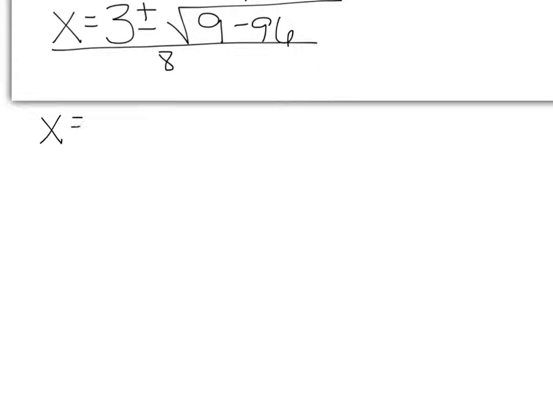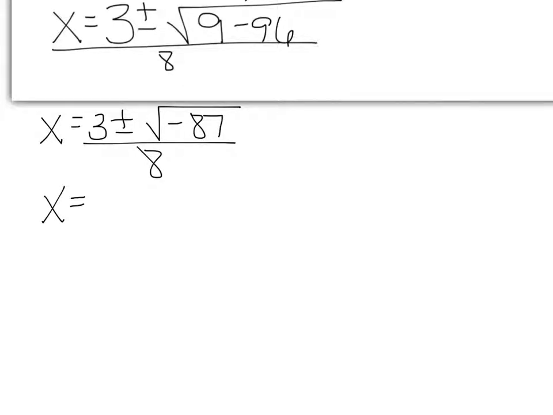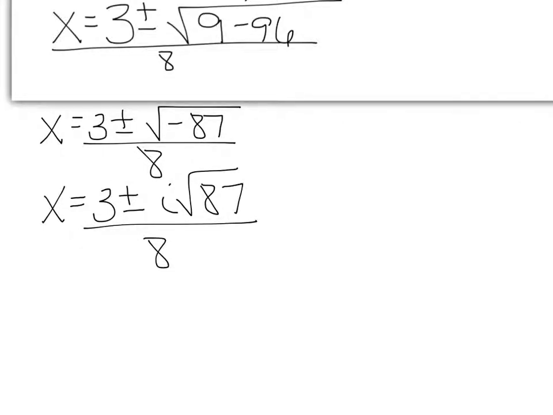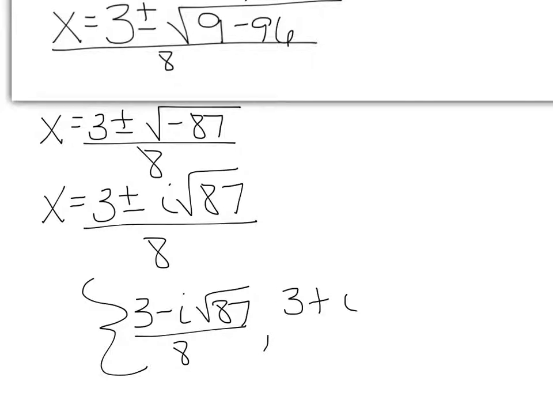All right. X is equal to 3 plus or minus the square root. 9 minus 96 is negative 87 over 8. X equals 3 plus or minus i, because of the negative under the square root. Square root of 87 does not simplify, over 8. So our answer is actually 3 minus i square root of 87 over 8, 3 plus i square root of 87 over 8.